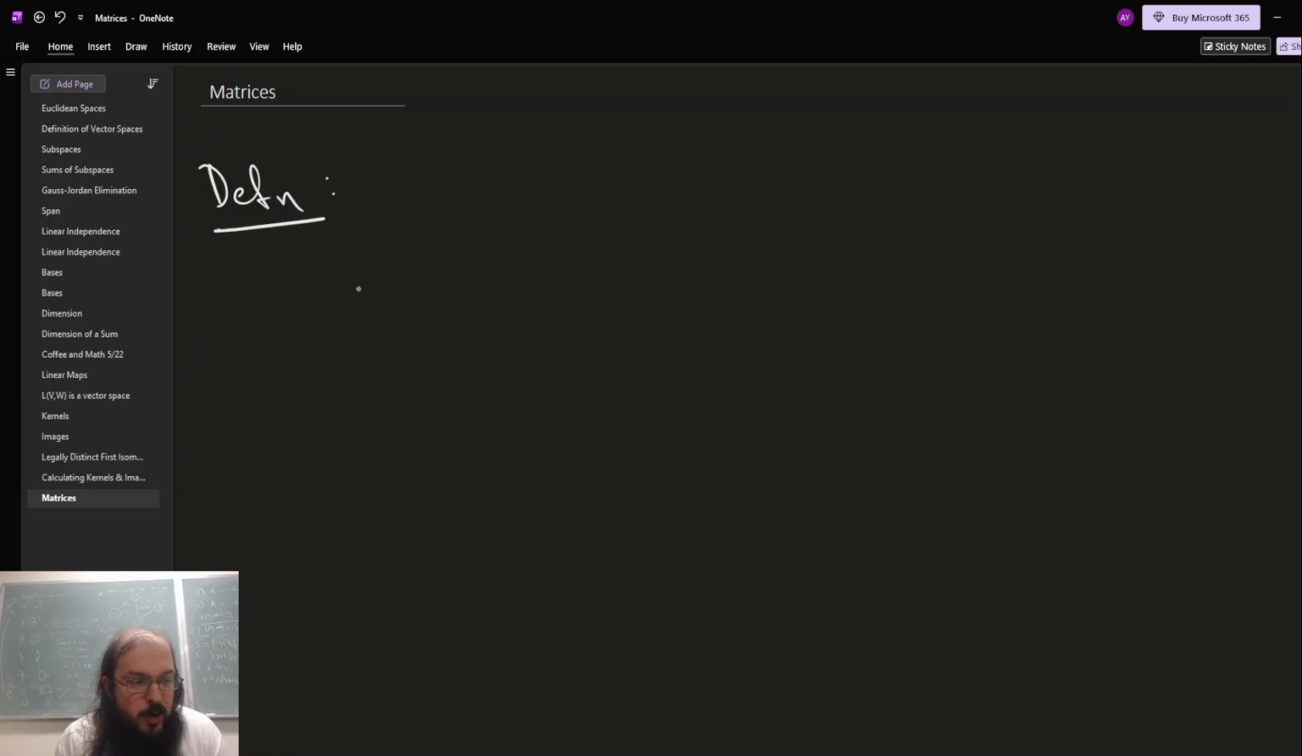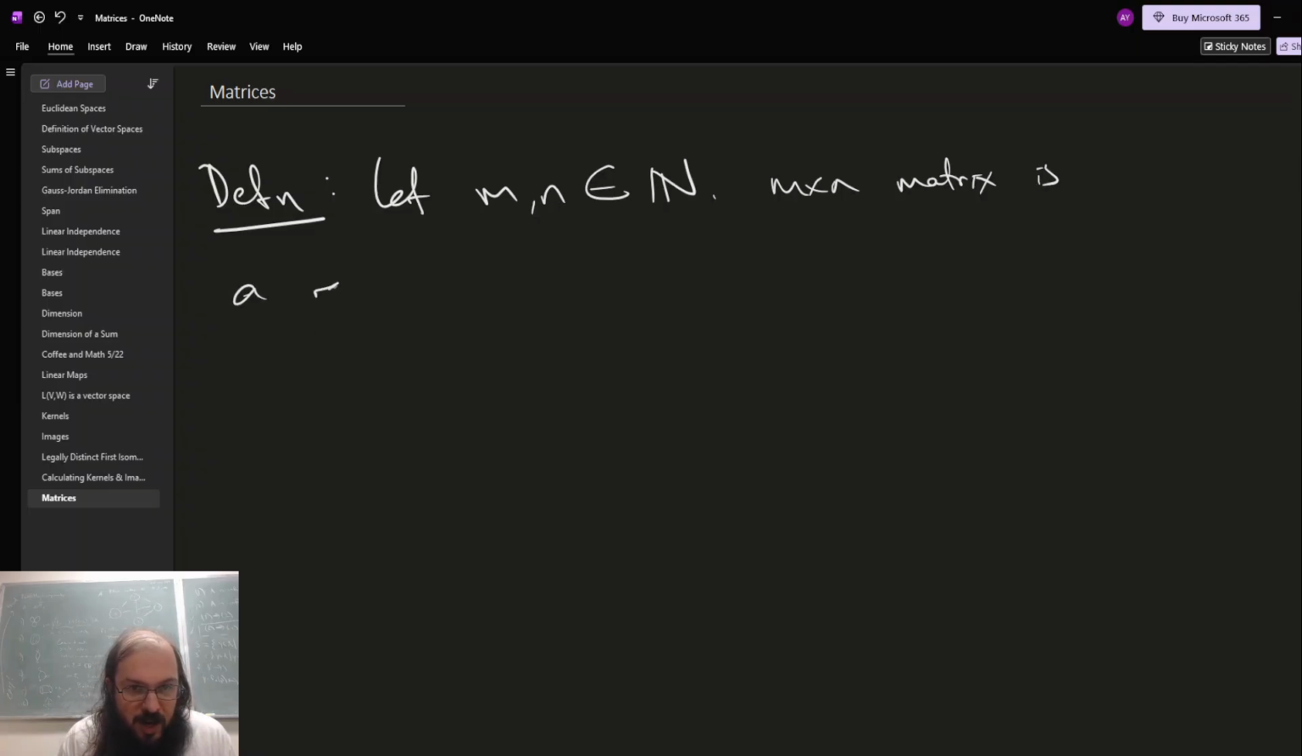Even though I think probably everyone knows what a matrix is, it's important to give a proper definition. That definition goes as follows. We let m and n be natural numbers. We say that an m by n matrix is a rectangular array, which we'll call by the letter A when we have no other letter in mind.